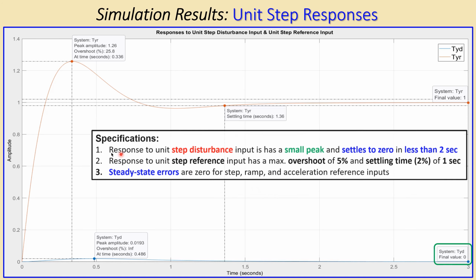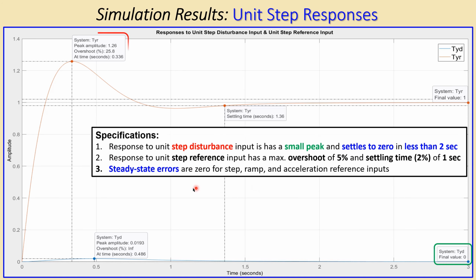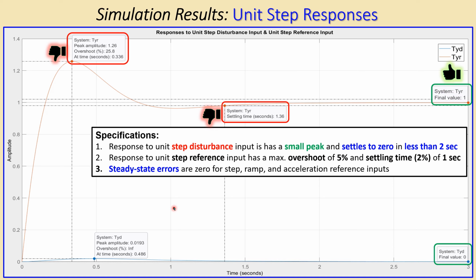Now we know the specifications are again shown here, and if I look at my step reference response, I have 25.8% overshoot, which is of course much larger than 5%, and I have 1.36 seconds, again much larger than 1 second. So again, both specifications are not met. I have of course my final value of 1, so steady state error is 0. That is fine, but I have 2 problems, so I need to fix that later on.